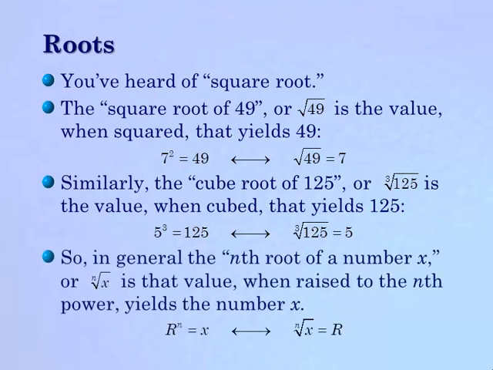So in general, we can say that the nth root of a number x, shown like this, is that value that when raised to the nth power yields the number x. So if we have r to the n equals x, then we'll say with confidence that the nth root of x equals r.